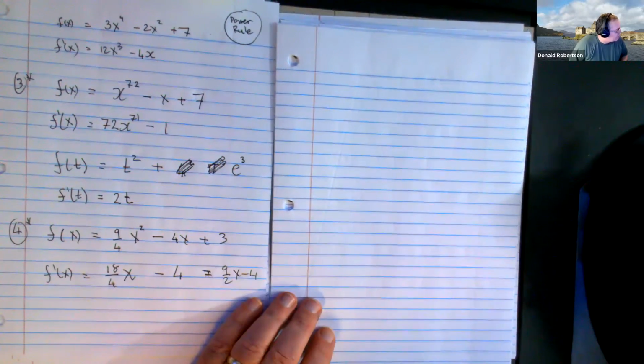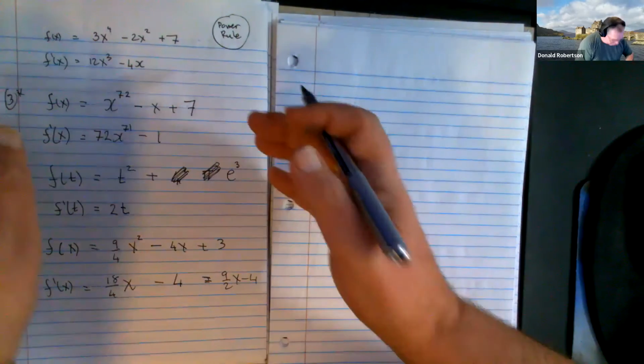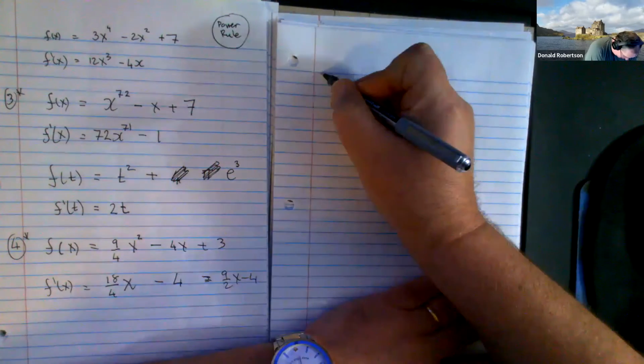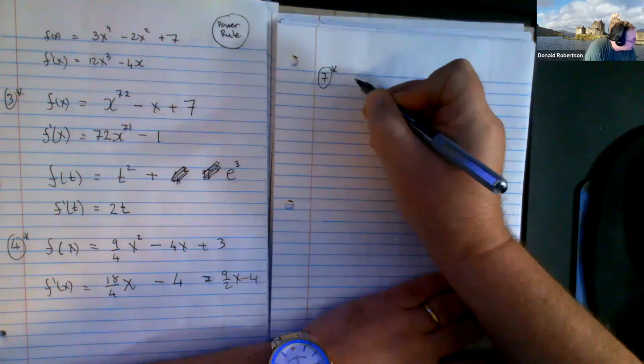Now, as I said, we're going to add some new guys to the list. I want to keep on power rules, but uglier power rules. So this is a version of question 7.